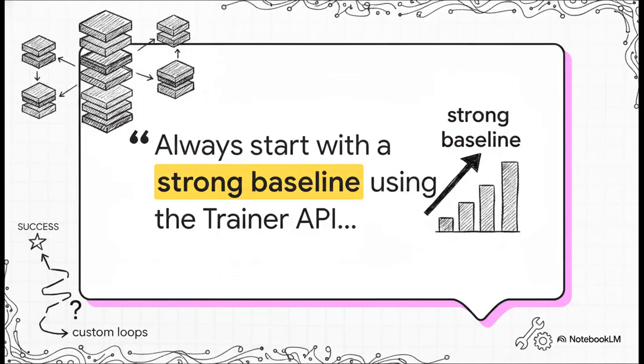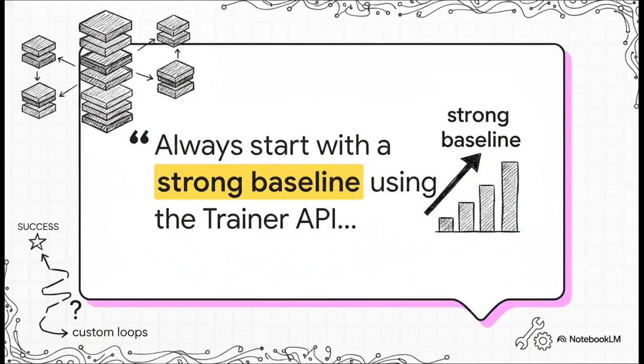So the crucial point is this golden rule, straight from our source material. Always start with a strong baseline using the Trainer API before implementing custom training loops. This right here is an absolutely fundamental best practice. See, the Trainer API lets you quickly validate your data, double-check that your model can actually learn the task, and establish a solid performance benchmark.